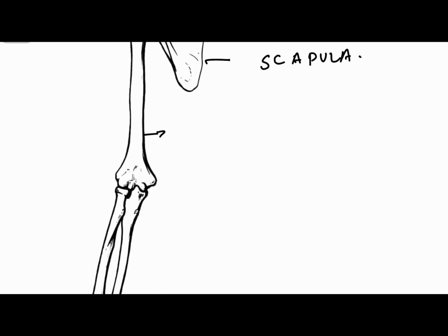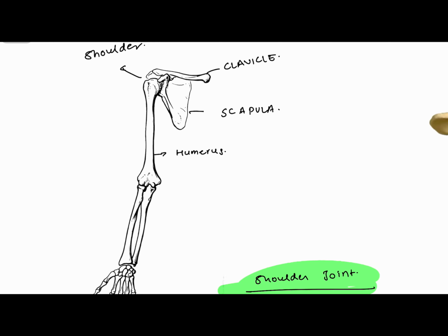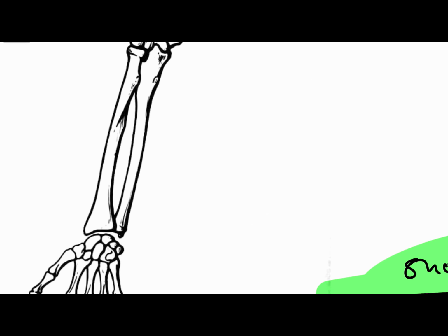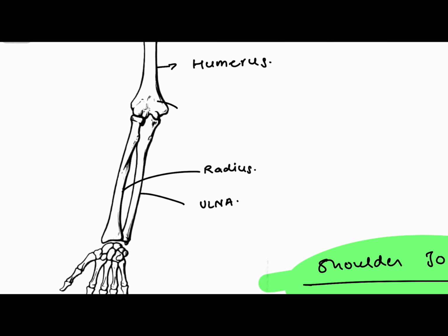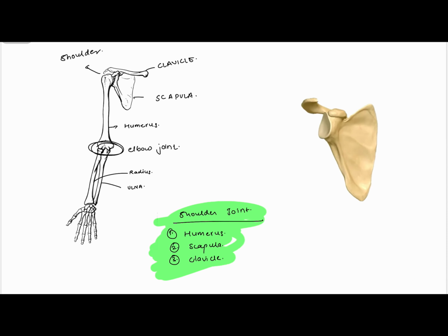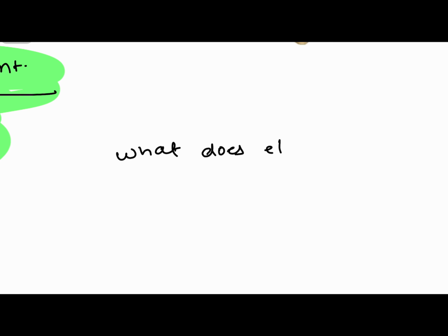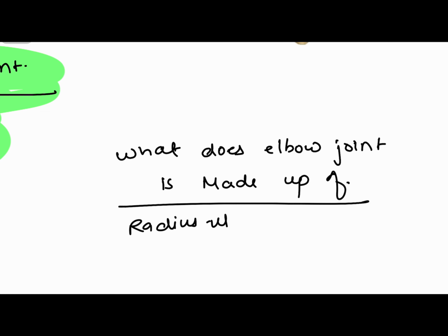This is a long bone called the humerus, and these are the 2 bones, one is the radius and the second is the ulna. The humerus, radius and ulna joint is called the elbow joint. So if someone asks you what the elbow joint is made up of, your answer will be radius, humerus and ulna.